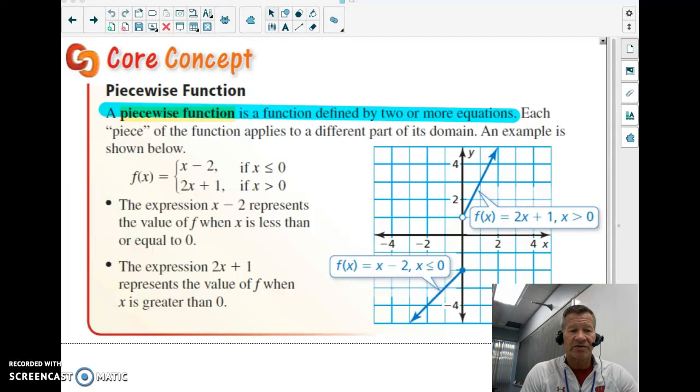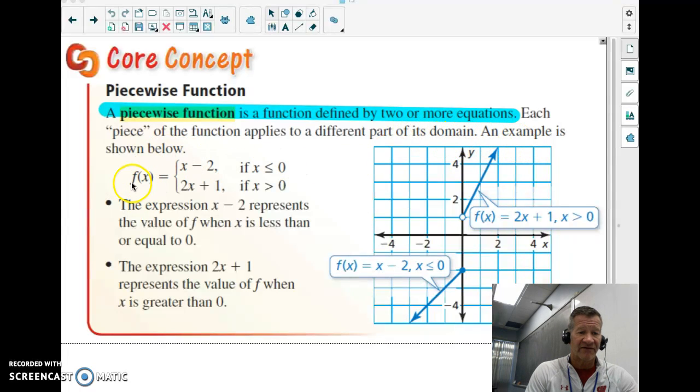Welcome to section 1.2. We're going to discuss piecewise functions in this section. And in this first example, we're going to learn to evaluate a piecewise function at different x values. So what is a piecewise function? Well, a piecewise function is a function that's defined by two or more equations. Each piece of the function applies to a different part of its domain. An example is shown here.